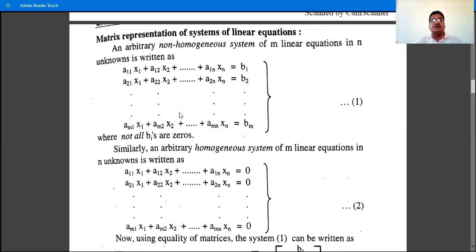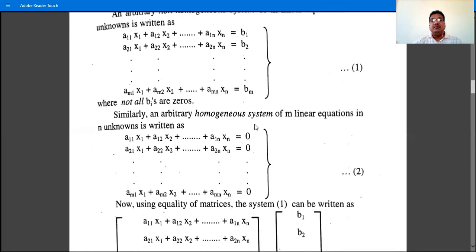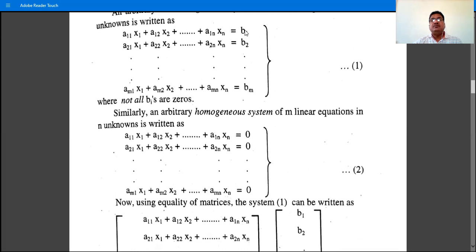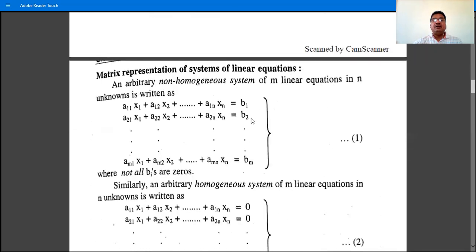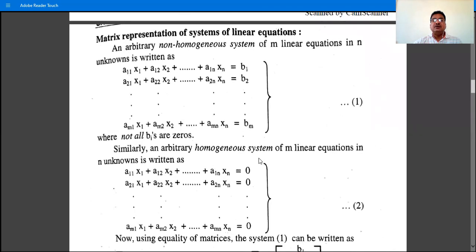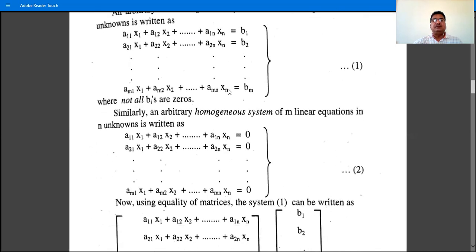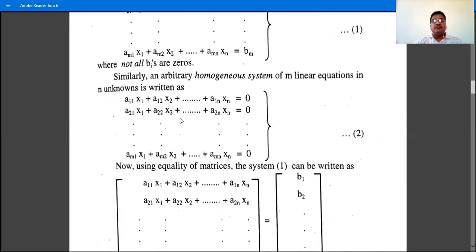These are constants. So if all these b1, b2, bm are 0, then we say the system is a homogeneous system. Or if out of these b1, b2, bm at least one is non-zero, then the system is called a non-homogeneous system. So this is the general form.